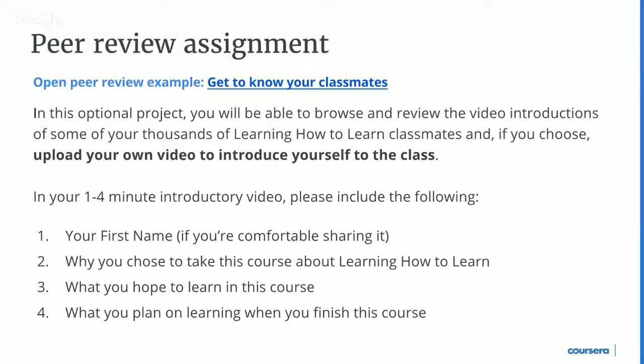Here's an example of one peer review assignment. It's an assignment titled Get to Know Your Classmates. This is an optional project, and it asks learners to submit a 1 to 4 minute introductory video. Note that it clearly indicates to the learner what needs to be included in the video. They need to include their first name, why they chose to take the course, what they hope to learn, and what they plan on doing when they finish the course. An important thing to get right in peer review assignments is that the assignments need to be very clear so that learners know exactly what to do, especially when the scope of the project is open-ended.